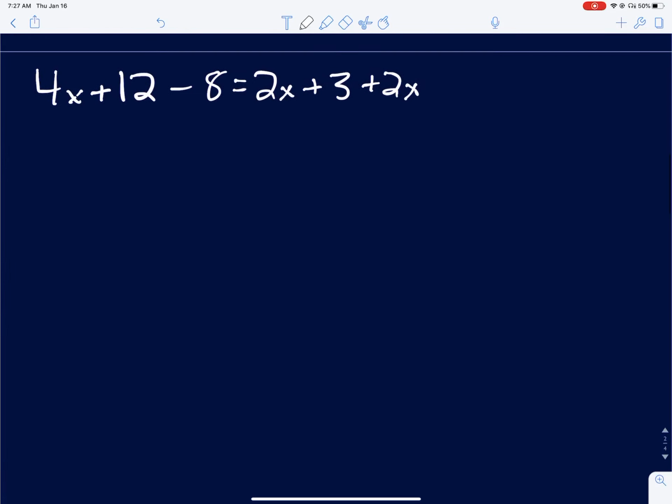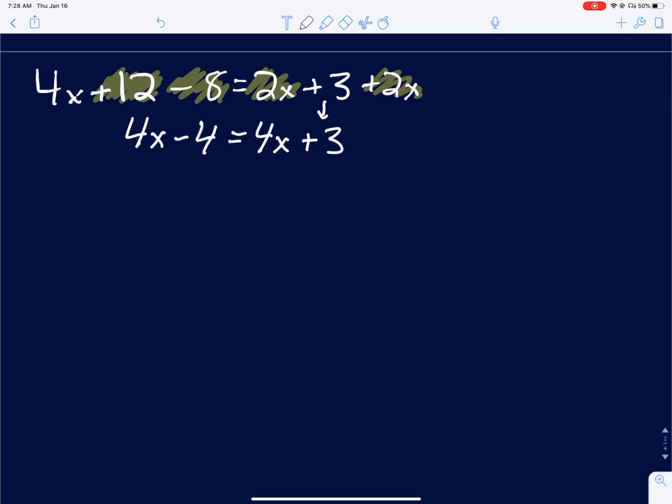It's 4x plus 12 minus 8 equals 2x plus 3 plus 2x. First thing we want to do, there's nothing to distribute, so let's go ahead and combine like terms. We have like terms here, 12, negative 8, and 2x and 2x. So we're left with 4x, and then 12 minus 8 is 4, so 4x minus 4 equals, we have 2x plus 2x, which is 4x plus 3. Okay, bring that 3 down there.